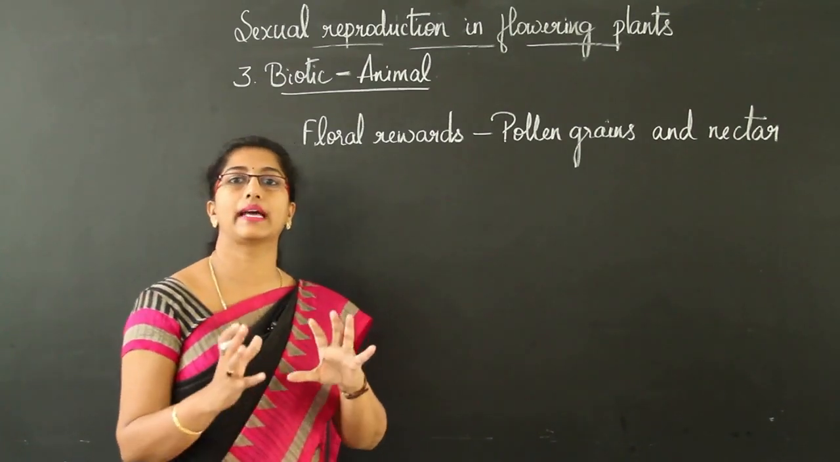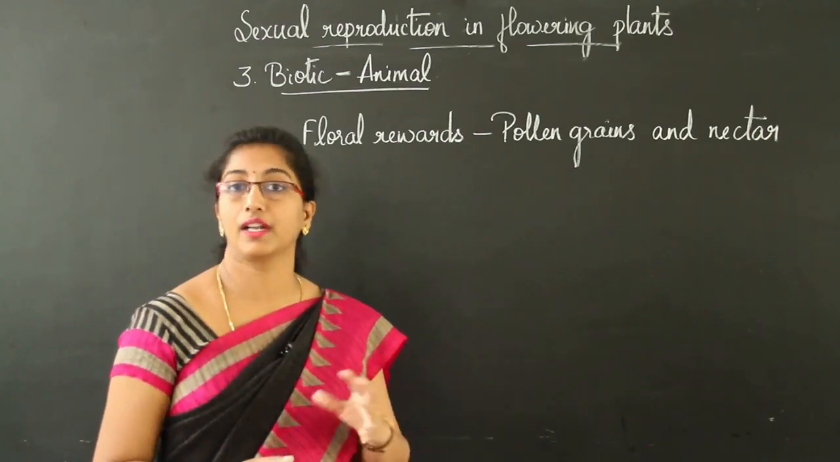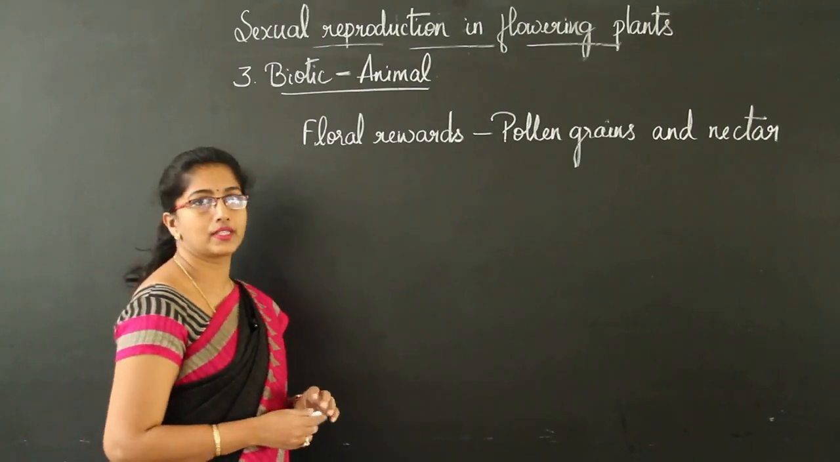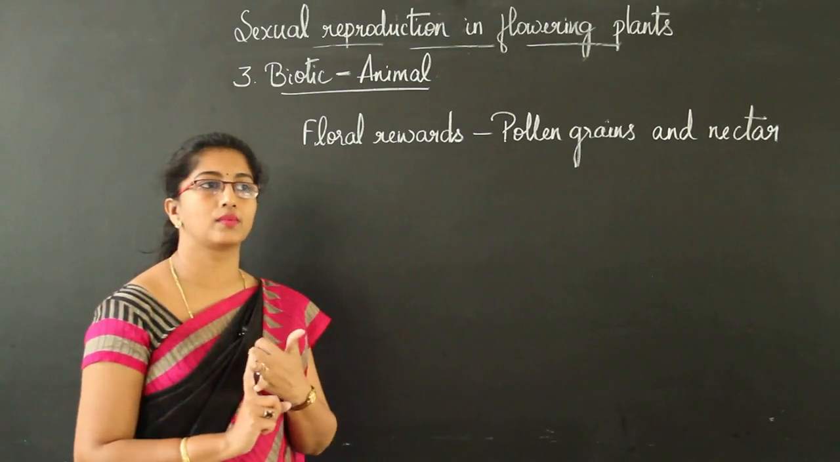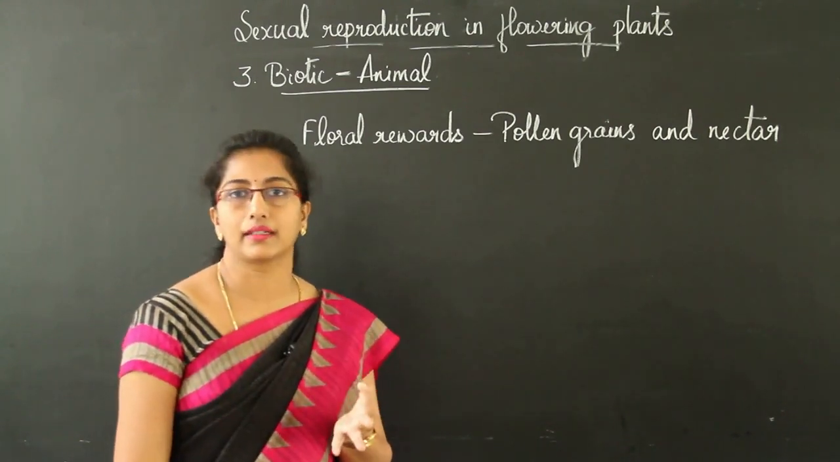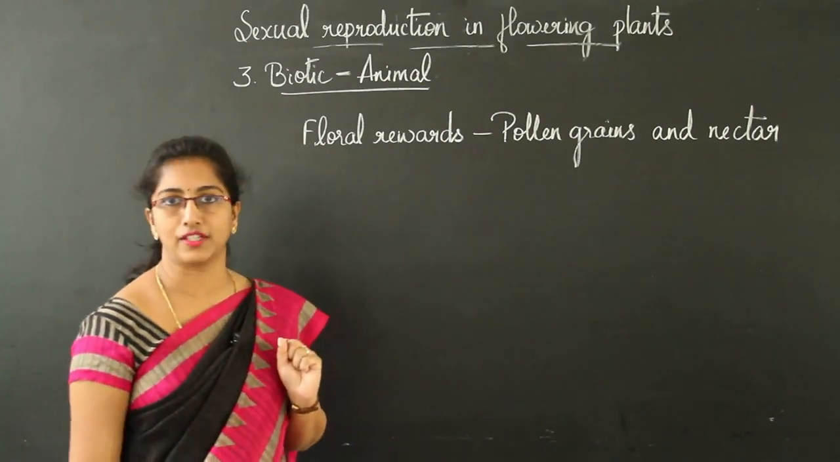And I told you the characteristic features of a flower which depends on animals for pollination. The petals are brightly colored, the flowers have a lot of fragrance, and they produce a lot of nectar. So these are the characteristic features.